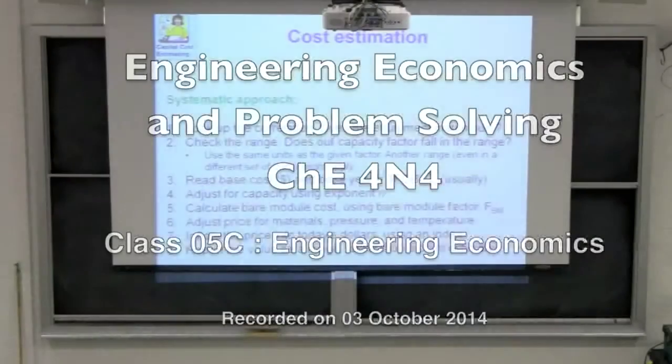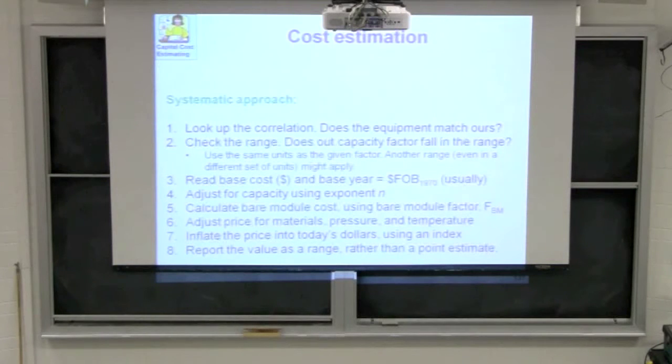To start the class by reviewing the example we started in the prior class. I know from prior experience that when we start to look at costing units that have differences in materials from the base case, and are made to withstand pressures and operate at temperatures different from the base case, it can get confusing about where the various costs are and how we should calculate them.